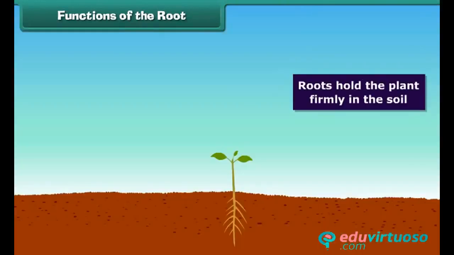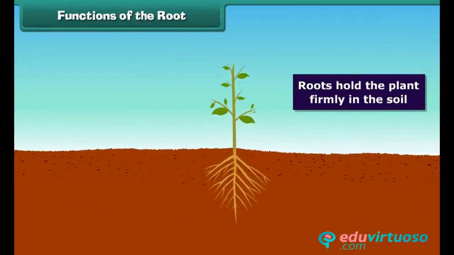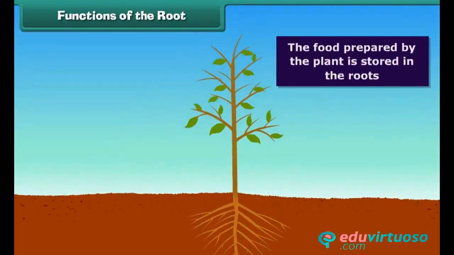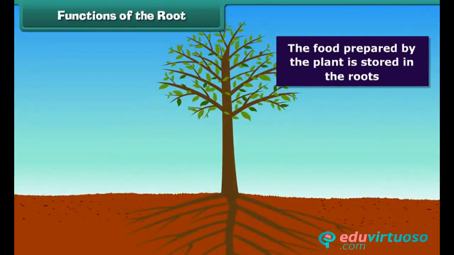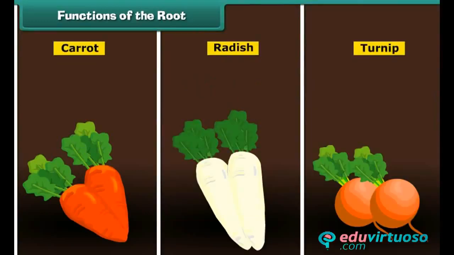Friends, actually roots hold the plant firmly in the soil. They also absorb water and nutrients from the soil and send them to the other parts of the plant. Roots also perform the function of storage of food in some plants such as carrot, radish and turnip. The food prepared by the plant is stored in the roots. We eat these roots and get nutrition.